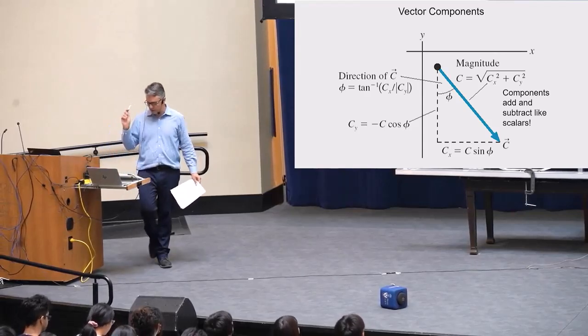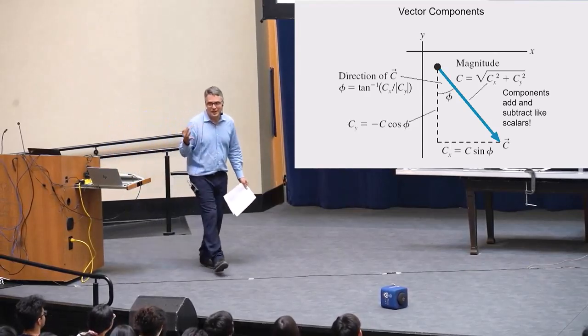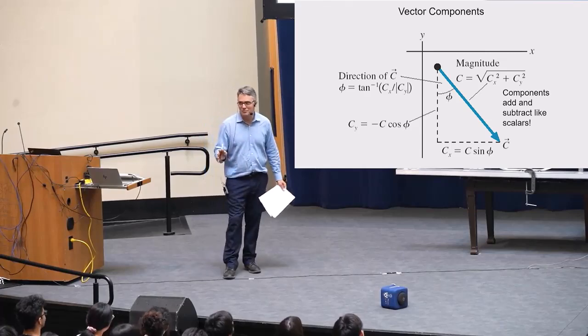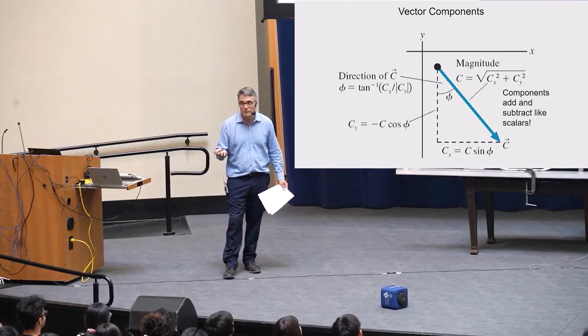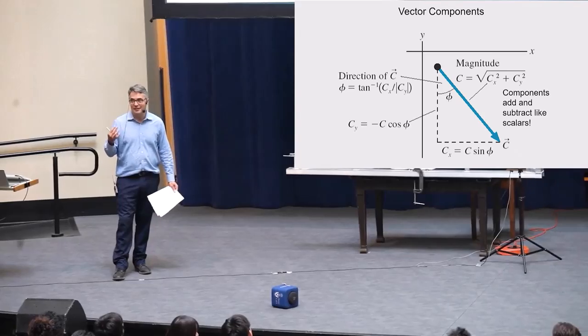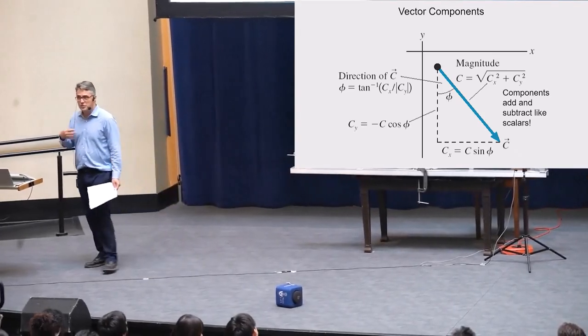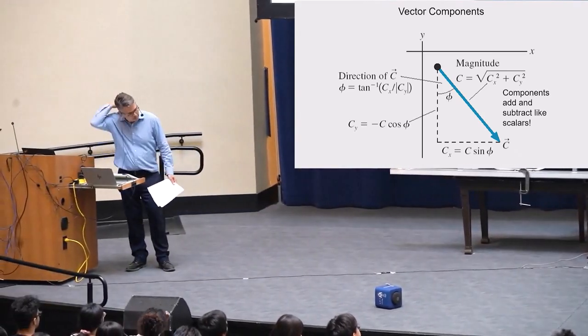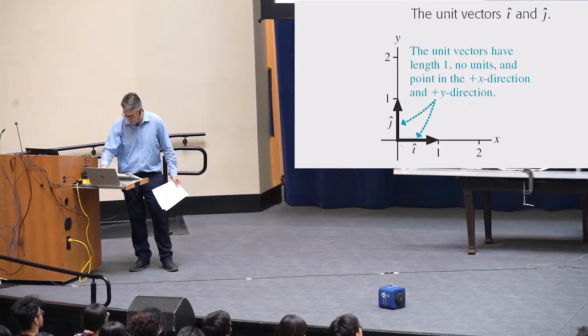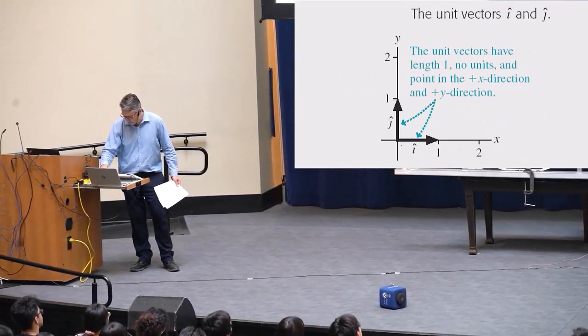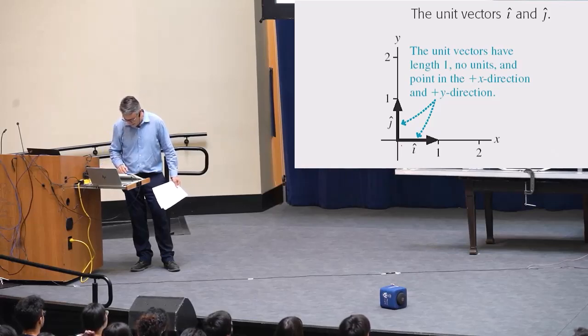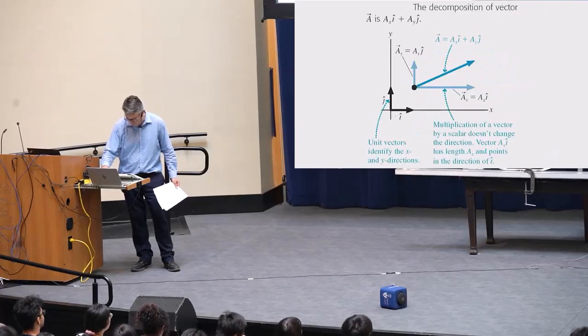Vector components. So all this tip-to-tail rule stuff turns out to be a nice way of checking concepts, but the real way of adding and subtracting vectors is to just use components. It's way, way easier. And there's something called the unit vectors i and j. So i hat, with a little hat on it, means it's a vector with length 1 that's going in the x direction, and j hat is a vector of length 1 that's going in the y direction.